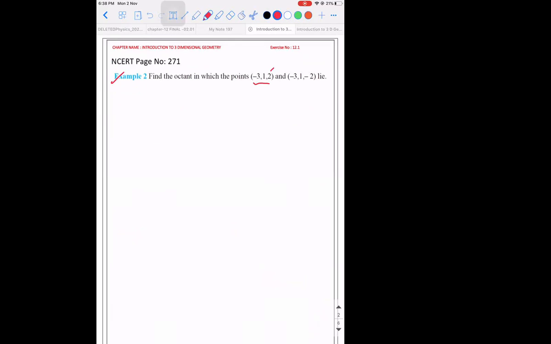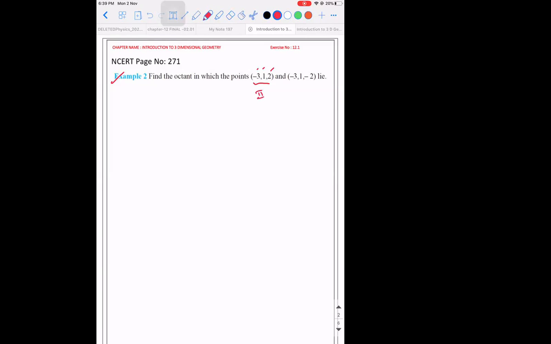So Z is positive. So positive means it should belong to any one of the first 4 quadrants. Now look for X and Y. X is negative, Y is positive. In quadrants, X negative, Y positive belongs to which quadrant? Second. So here it is the second octant.